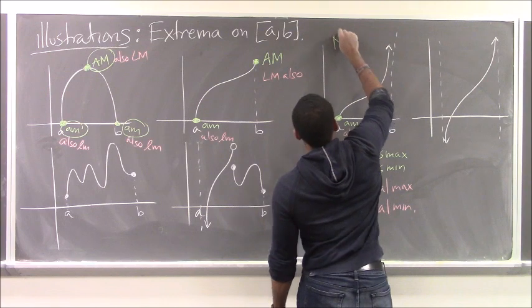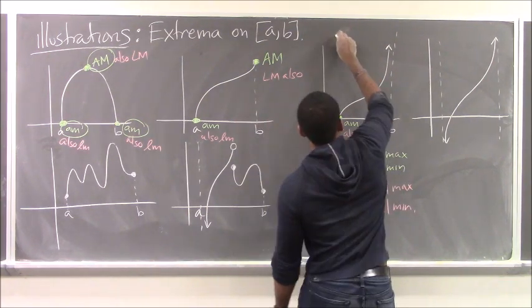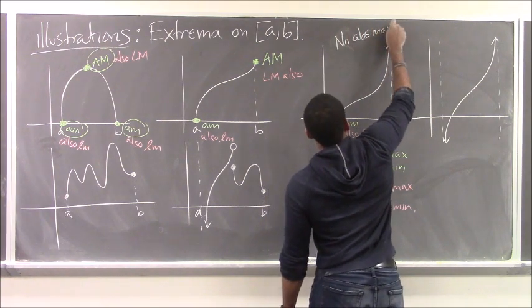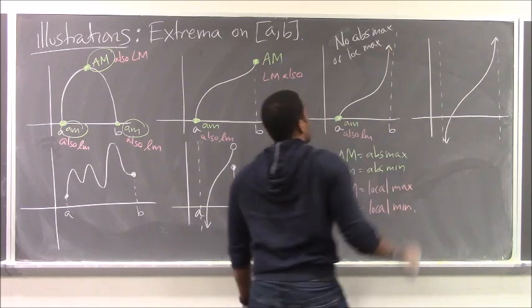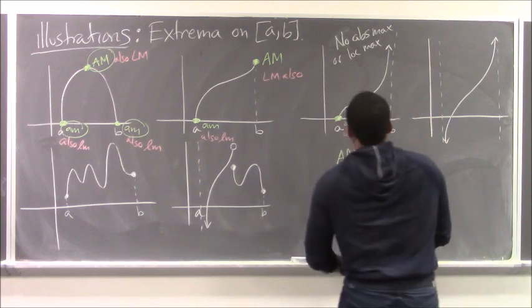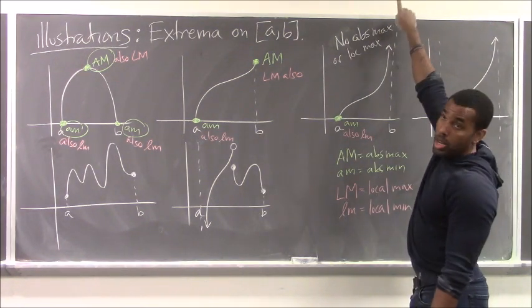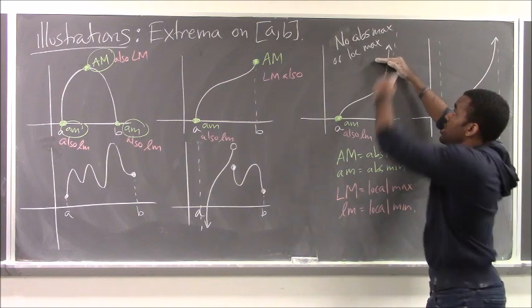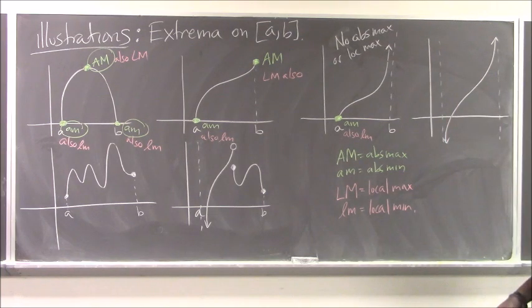This one has no absolute max or local max. Notice that there is no y value here on the interval AB that is larger than or equal to every other y value, because this keeps going up. It keeps getting higher and higher, which means for any value you tell me, eventually there's a y value larger than that. And so there's no absolute max.